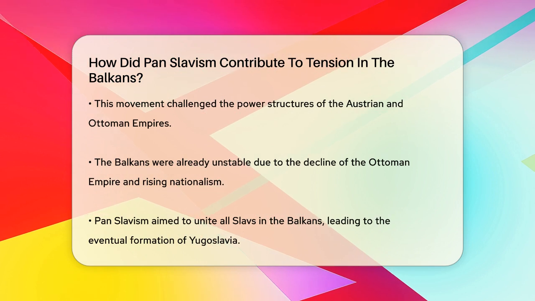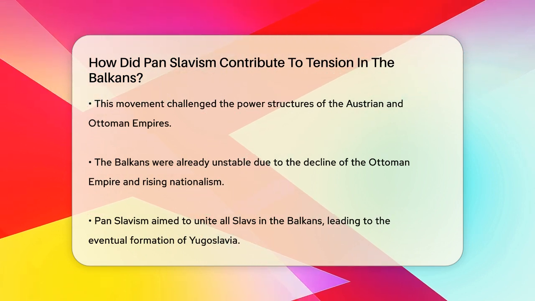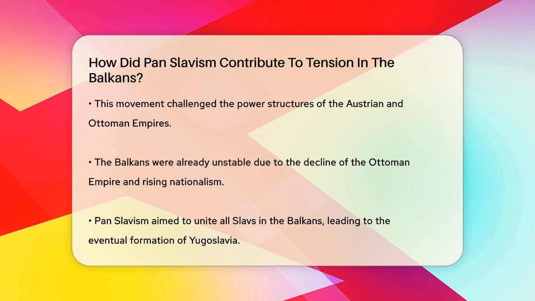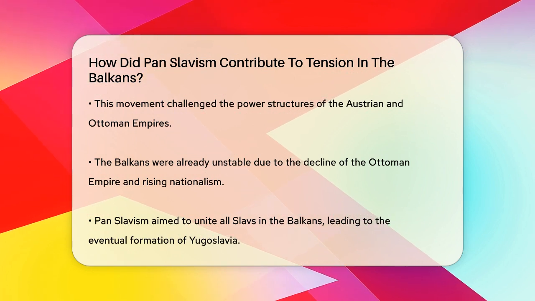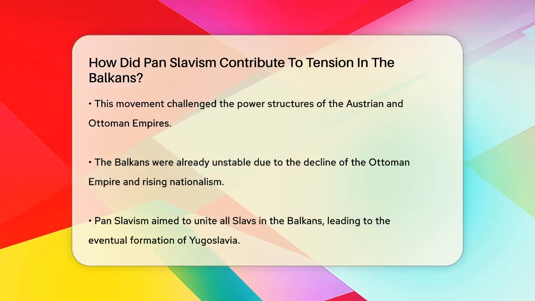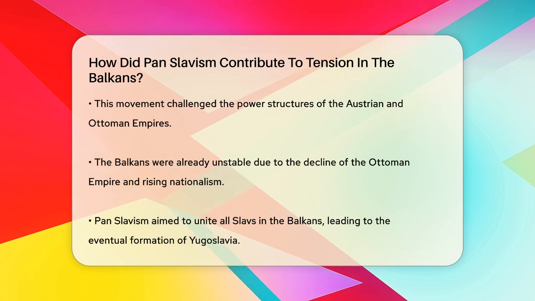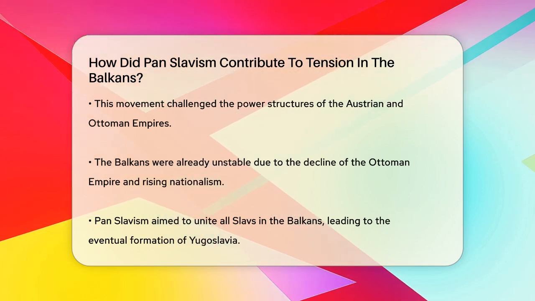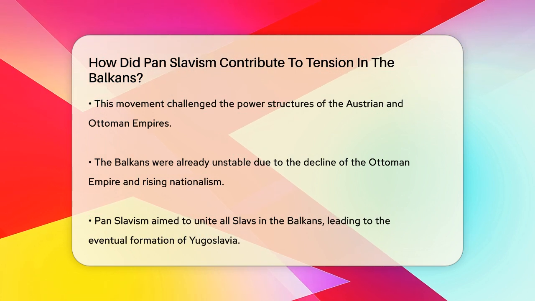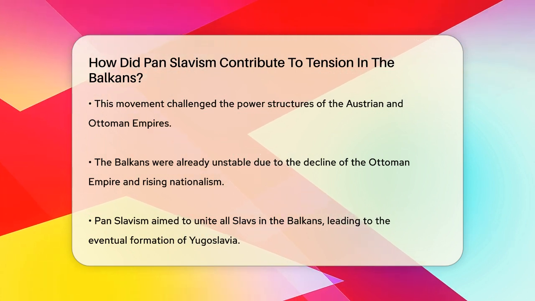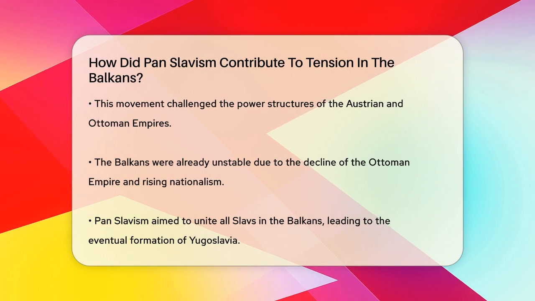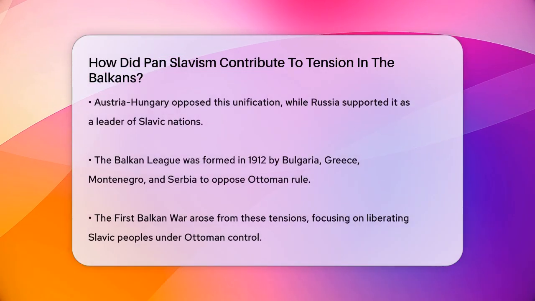Pan-Slavism here was about uniting all the Slavs of the Balkans into one nation, which would eventually become Yugoslavia. However, this goal was strongly opposed by Austria-Hungary, while it was supported by Russia, which saw itself as the leader of all Slavic nations. The conflict escalated as the Balkan states, such as Bulgaria, Greece, Montenegro, and Serbia, formed the Balkan League in 1912 to challenge Ottoman rule.